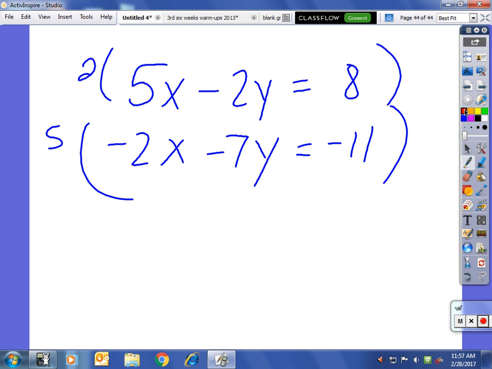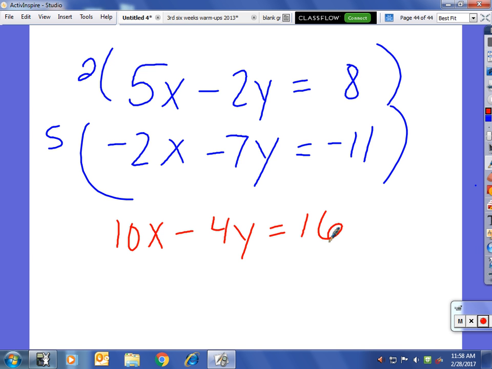And that's not the only thing we could do. If I multiply by 2 on top, what do my x's become? 10x, right? If I multiply by 5 on bottom, what do my x's become? Negative 10x. And won't that make them cancel? So that's a very good choice. That's exactly what I would do. So who can tell me the new top equation? Eric, how about you again? 10x minus 4y equals 16.